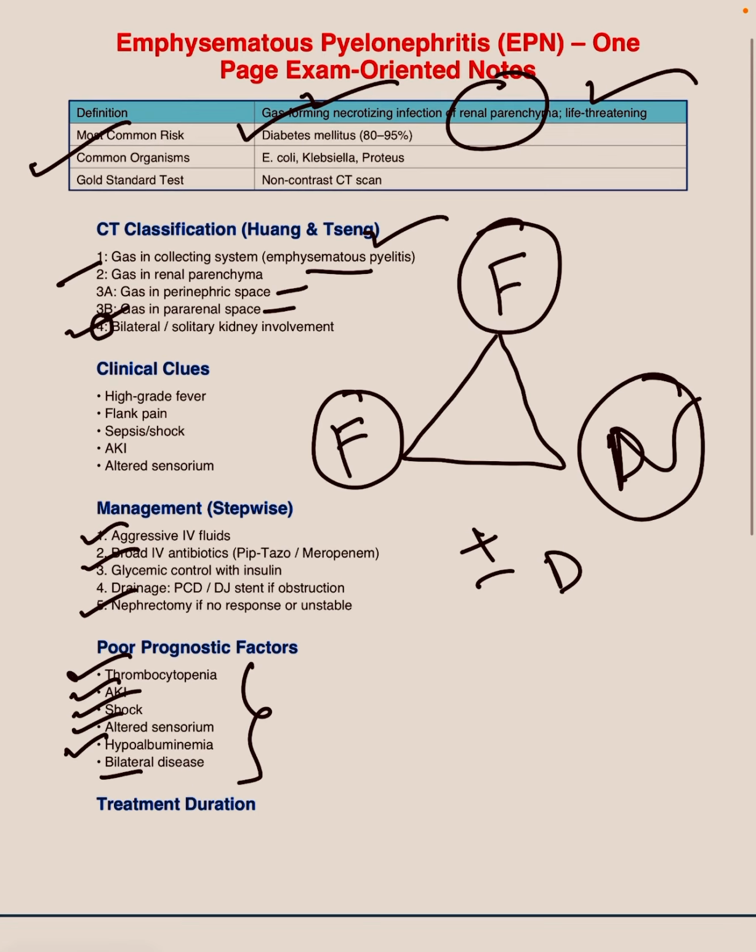What are the take-home messages in emphysematous pyelonephritis? Emphysematous pyelonephritis with diabetes is an emergency. CT scan is the gold standard for diagnosis. E. coli is the most common organism. As soon as emphysematous pyelonephritis is suspected, start treatment with IV antibiotics. Drainage is sometimes needed. Nephrectomy is needed if the patient is unstable or non-responsive. Mortality is high but improves with early percutaneous drainage and ICU care.